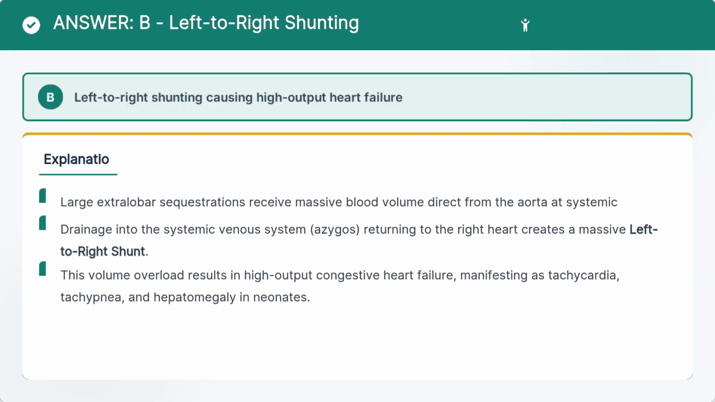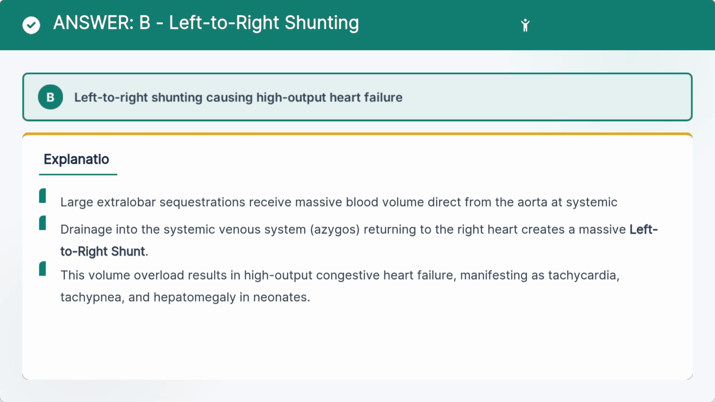The correct answer is option B, high output congestive heart failure from massive left to right shunting. A large extralobar sequestration receives a massive volume of blood directly from the aorta at systemic pressure. That blood drains into the systemic venous system and returns to the right atrium, creating a significant left to right shunt. The right heart is therefore pumping a far greater volume than normal, leading to high output cardiac failure.